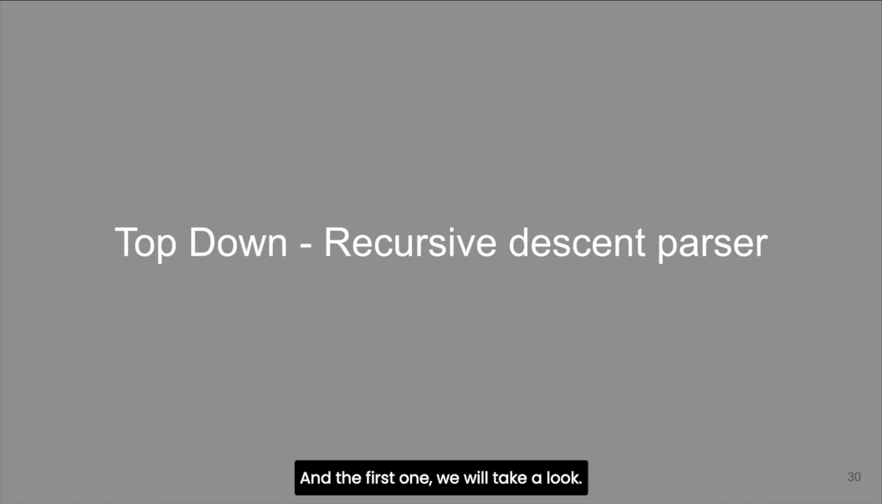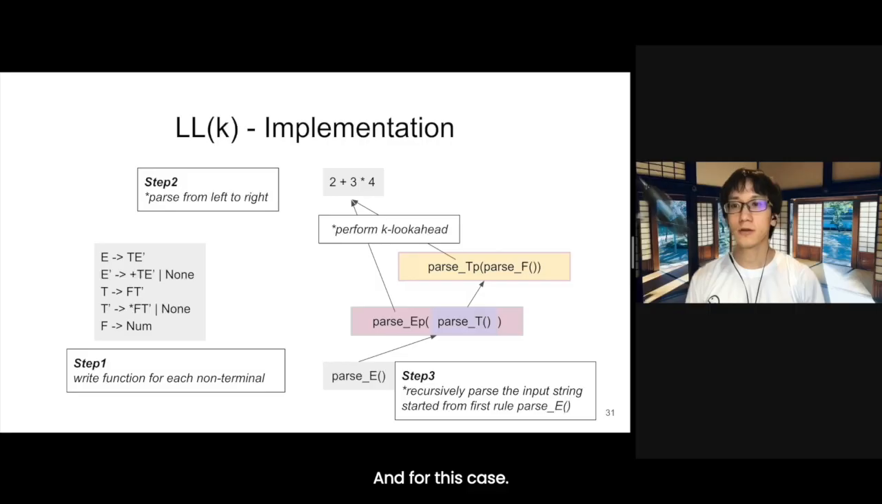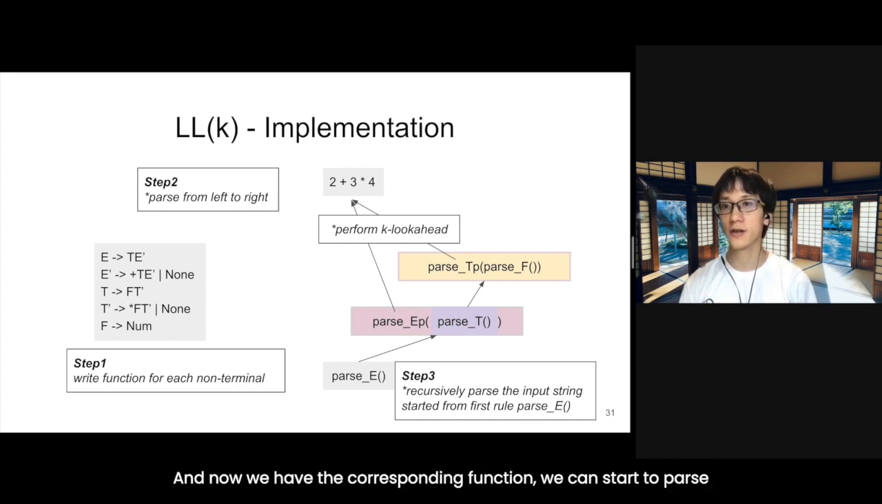The first one we will take a look at is the top-down recursive descent parser, which is also the simplest and the most straightforward one. And for this case, you can see we have three steps in total. The first step is you need to write a function for each non-terminal in your grammar. So in this case, we have 5 non-terminals in our grammar. And remember, this grammar doesn't support left recursion, so it's pretty ugly. And now we have the corresponding functions.